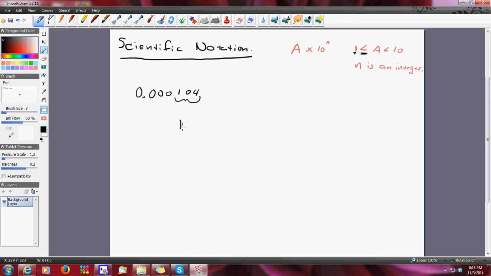So I'm going to pick this. I'm going to make it 1.04 times 10. Now, I'm going to the right. I'm moving my decimal to the right. So it's going to be 1, 2, 3, 4. Do that in a nice purple color. 1, 2, 3. Oh, that color is lovely. 4, but it's backwards, so it's 1.04 times 10 to the negative 4th.